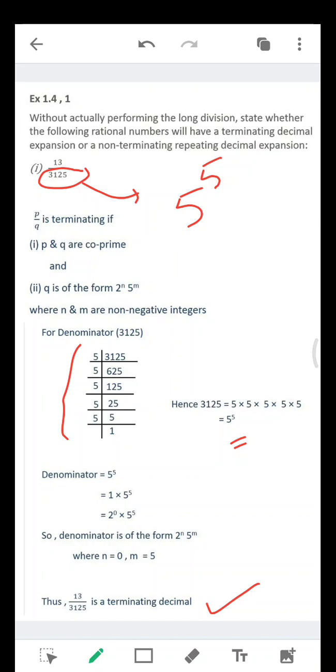And if I want to write 2, I can write 2 power 0, 5 power 5 also, that doesn't matter. So it is exactly in the form of 2 power n 5 power m, the definition which we discussed.